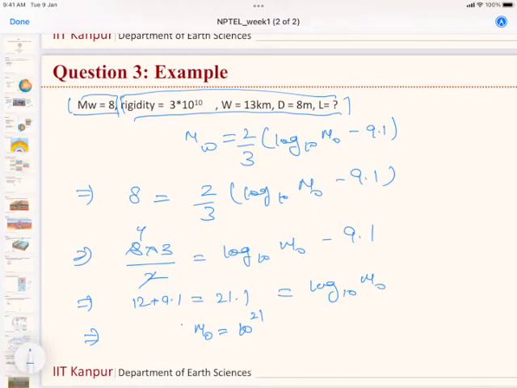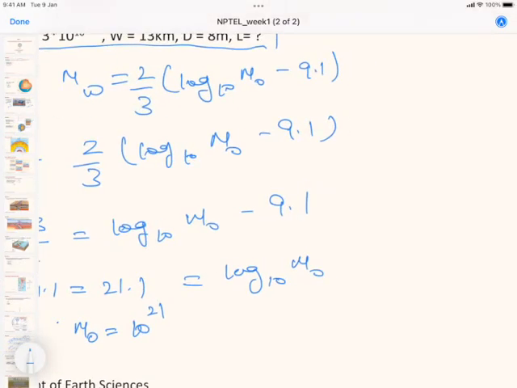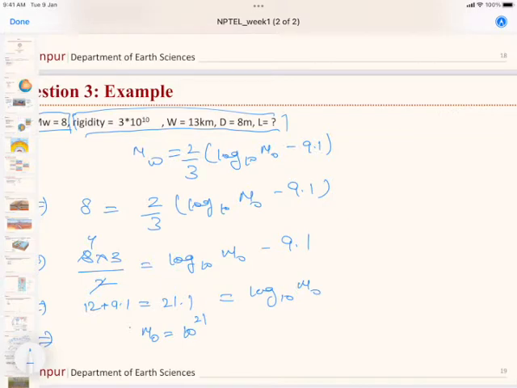Okay, now since we need to calculate the length, we'll put this M naught into the other relation that we were using, which was M naught equals mu, and I'm breaking the area into length by width, and then we have the displacement, that is the fault displacement that happened along the fault. Now let's put the values that are available to us. So M naught is 10 to the power 21 that we have just now calculated.